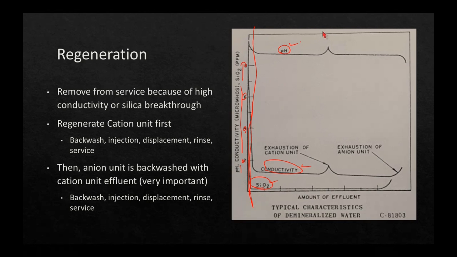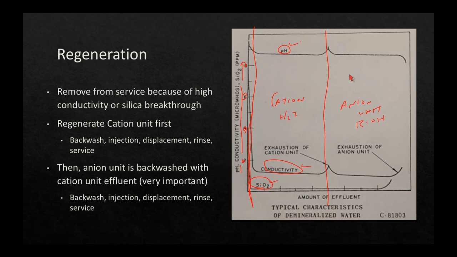Now, what we have, first of all, is a cation unit, which is going to be H2Z. And then after that, we get an anion unit, which is R.OH. What we would like to have happen is for the cation unit to become exhausted before the anion unit. So what we're going to do is make the cation unit a little bit smaller in capacity.